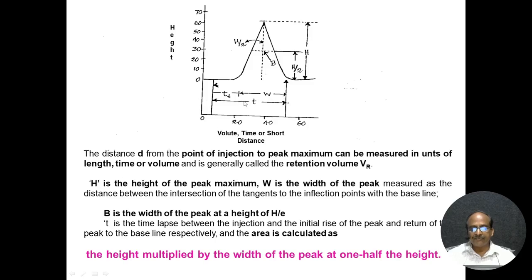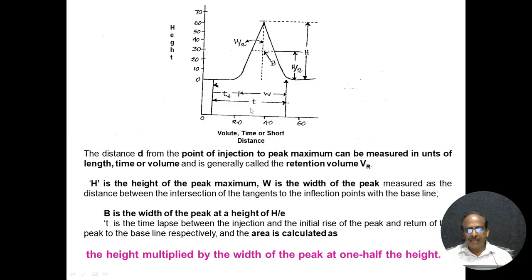W is the width of the peak, measured as the distance between the intersections of the tangents, or the inflection points, with the baseline. B is the width of the peak at height h by e. T is the time lapse, T is equal to time.